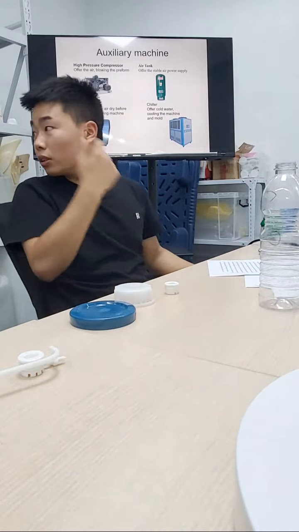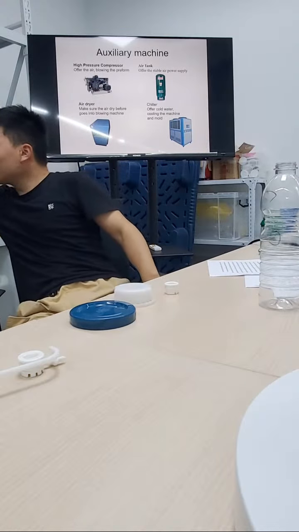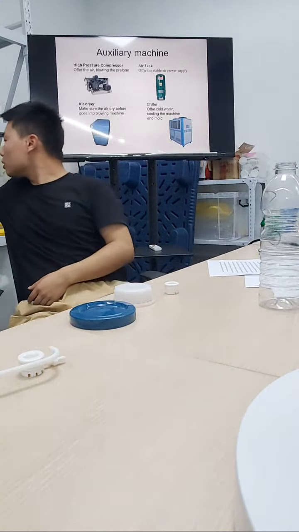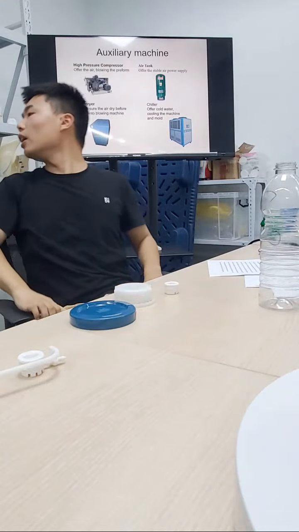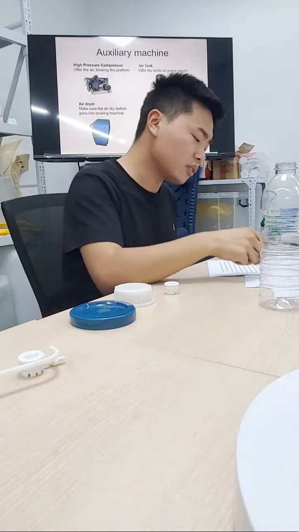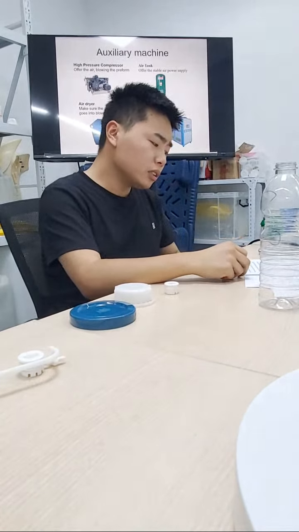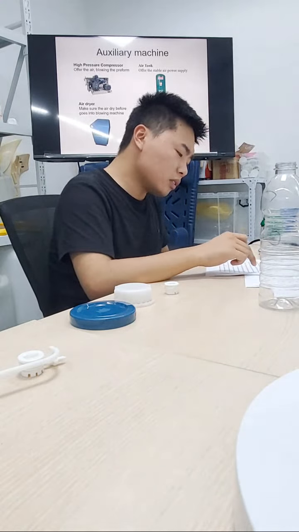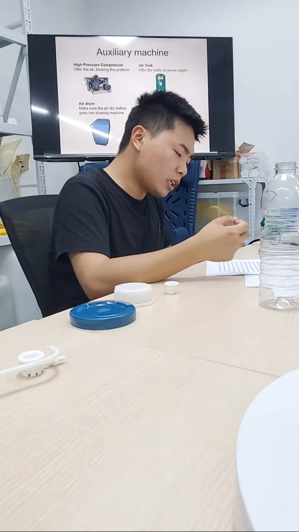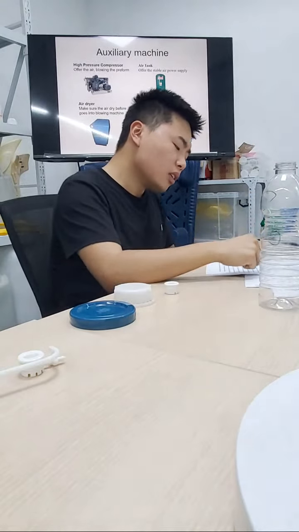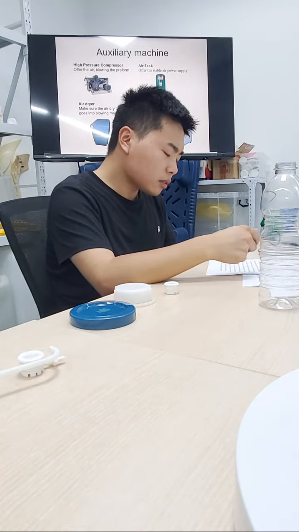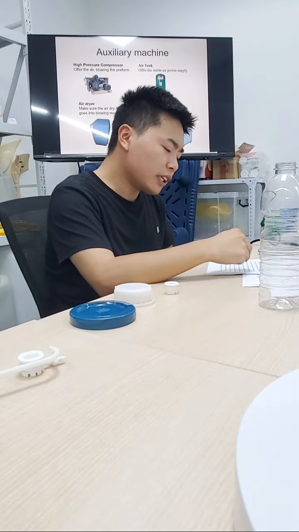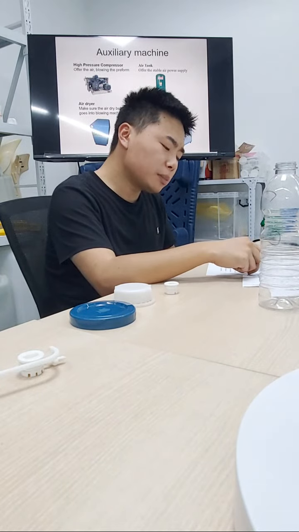If the bottle has a handle, you need to insert the handle before the mold is closed. This affects the production speed very much.